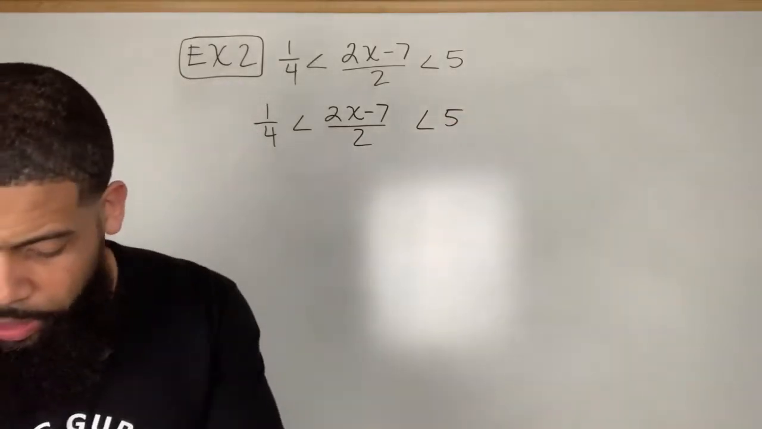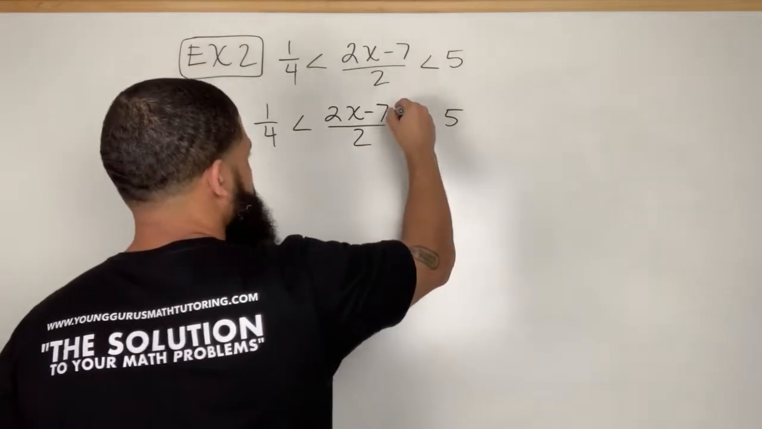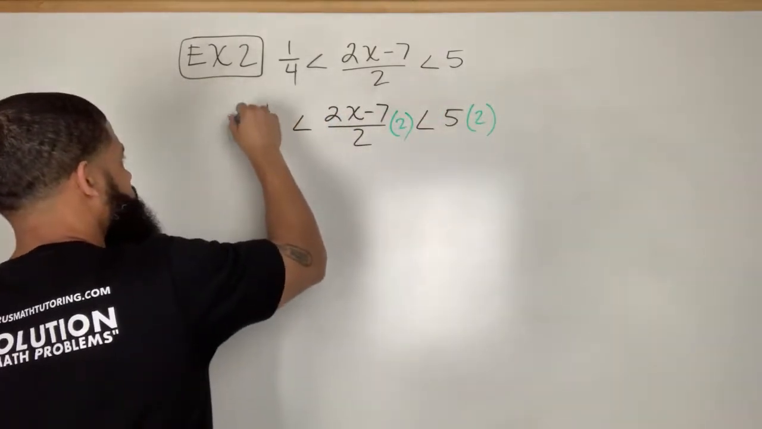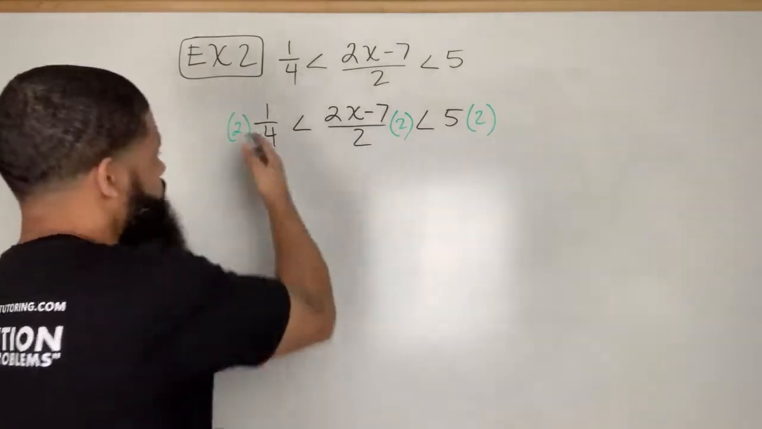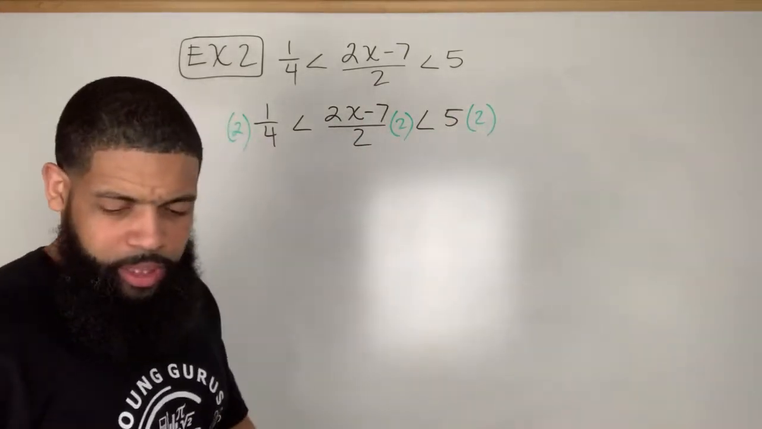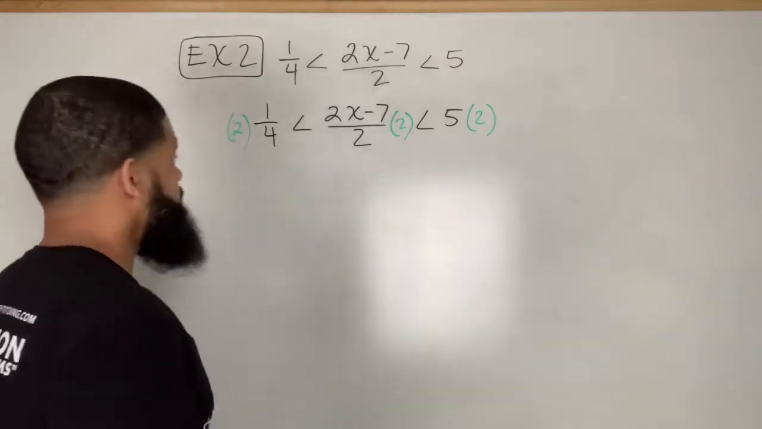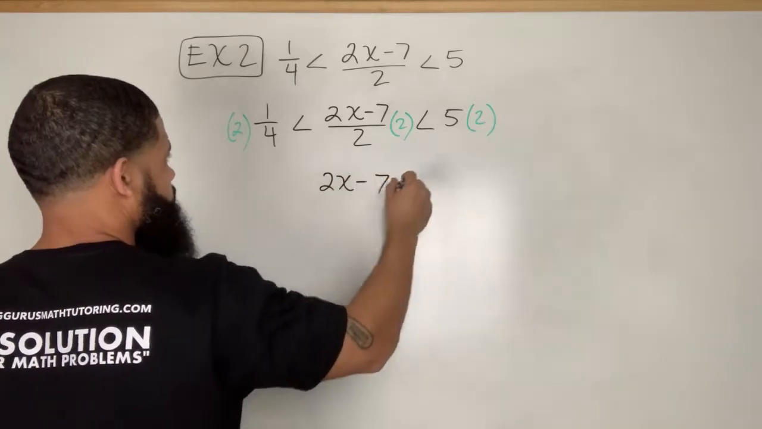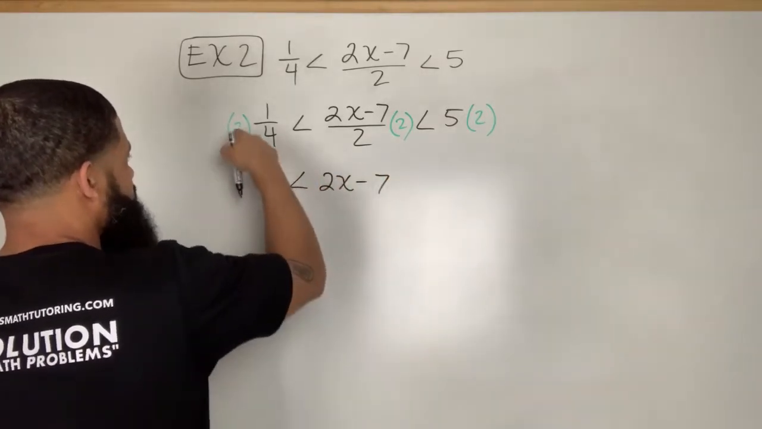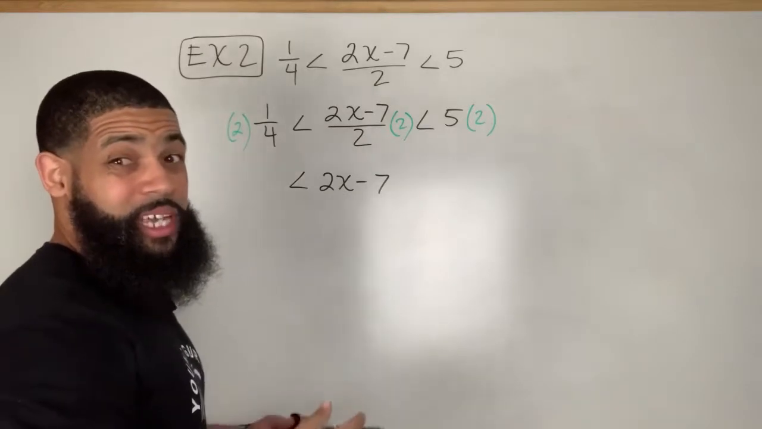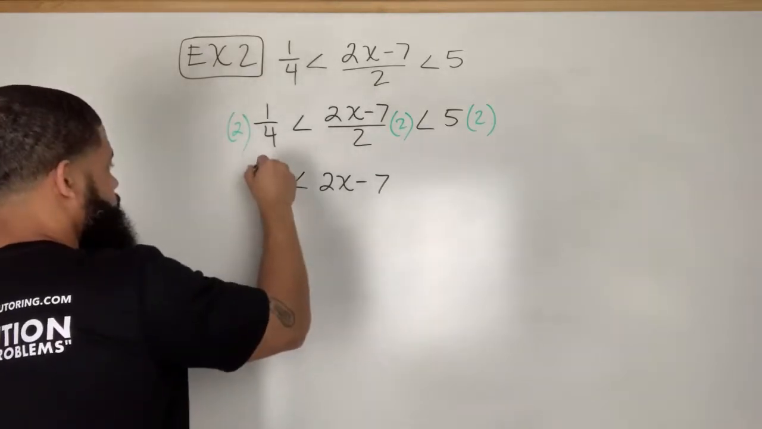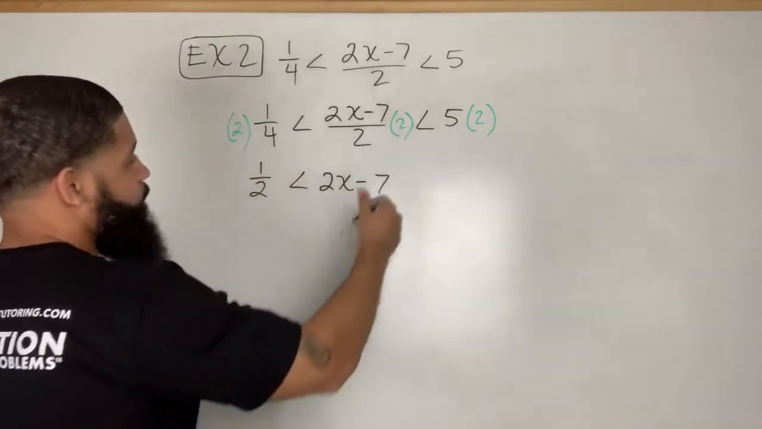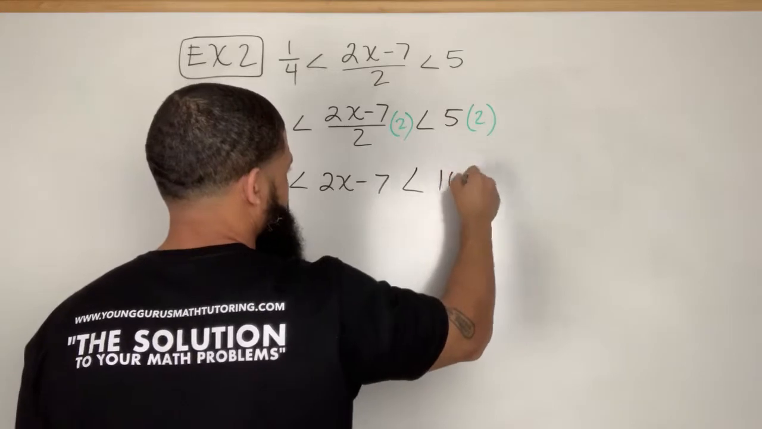So I'm going to multiply by 2. There I'll put times 2, and then we'll put this one on the left side. So I multiply by 2 in all 3 places. When I multiply by 2 in the middle, I'm left with just 2x minus 7. I bring down my inequality symbol. 2 times 1/4 is 2 over 4, which is 1/2. And then over here, 5 times 2 is 10.